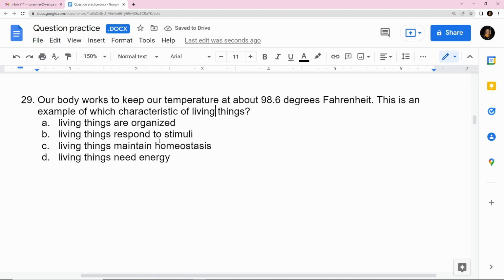Our body works to keep our temperature at about 98.6 degrees Fahrenheit. This is an example of which characteristic of living things? Living things are organized. Living things respond to stimuli. Living things maintain homeostasis, and living things need energy. If you said C, living things maintain homeostasis, you would be correct.